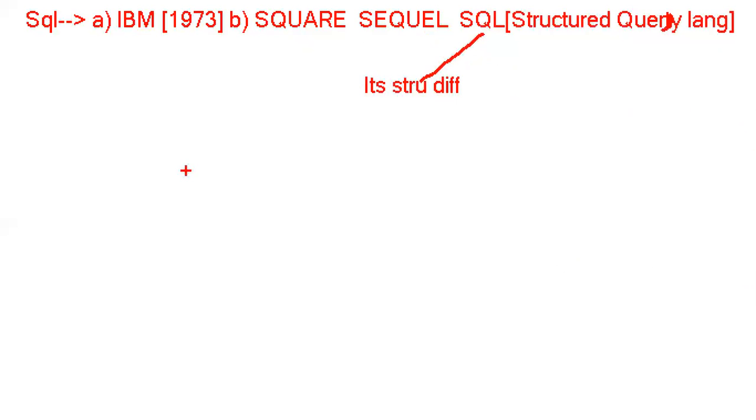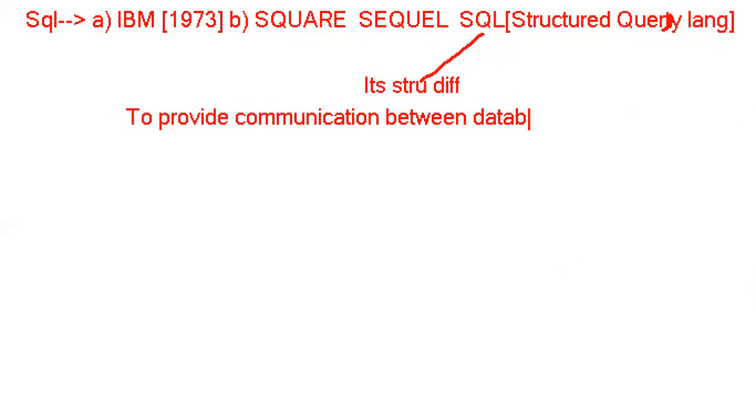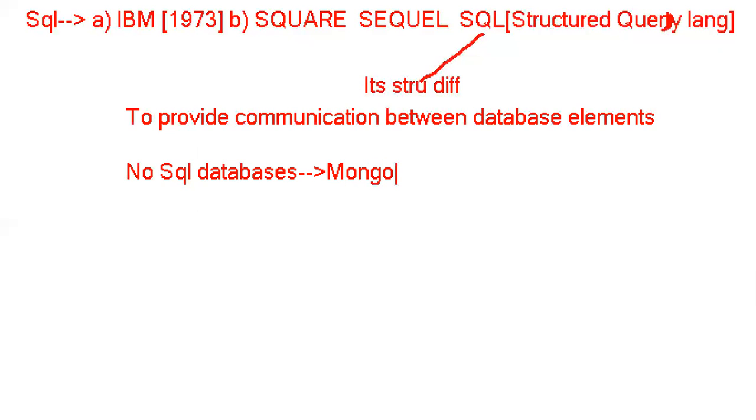Why do we require it? You did not ask me the question. This is required to provide communication between database elements. Between database elements, if you want communication, SQL is compulsory. Except NoSQL databases. Do you know? Databases which do not require SQL. Have you heard about it?